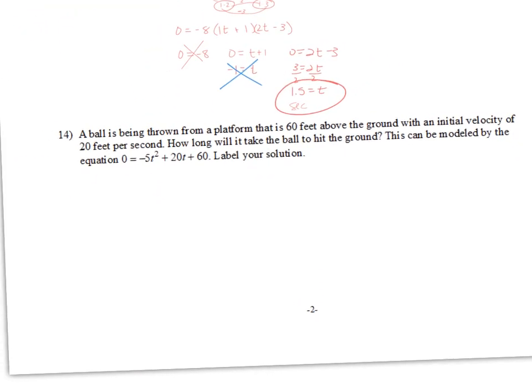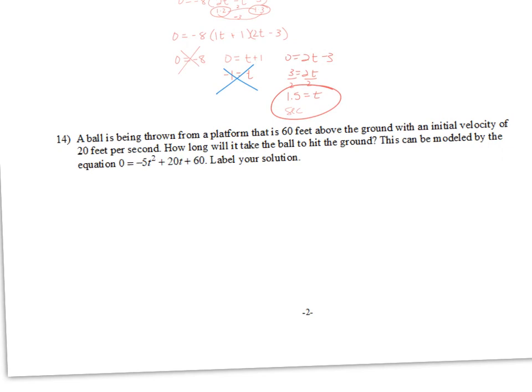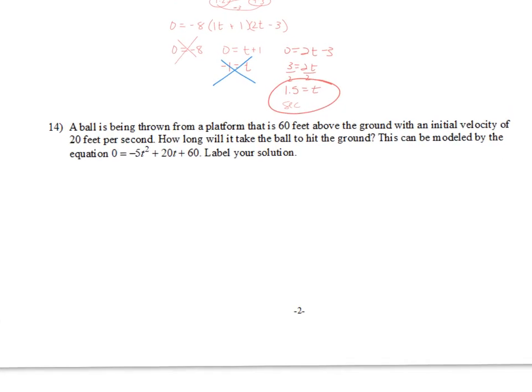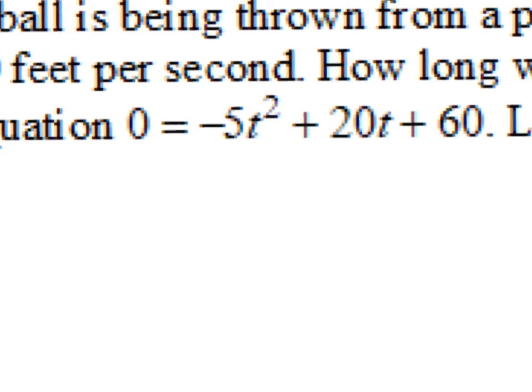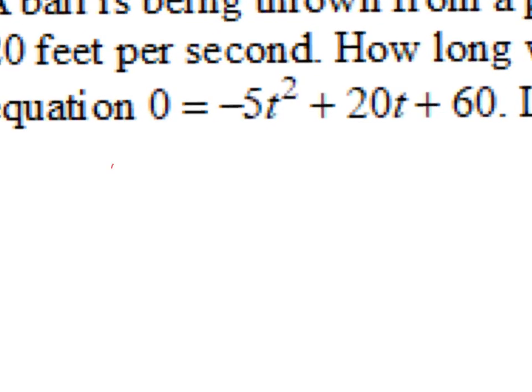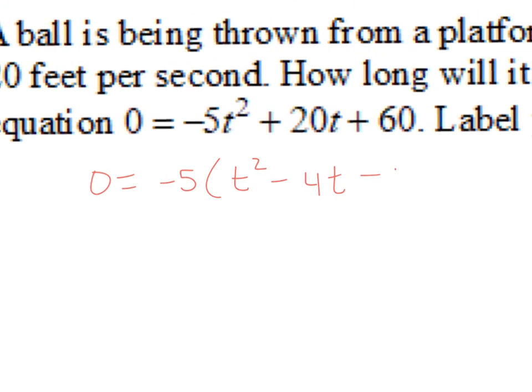Okay, a ball is being thrown over a platform that is 60 feet above the ground with initial velocity of 20 feet per second. How long will it take the ball to hit the ground? This can be modeled by the equation 0 equals -5t squared plus 20t plus 60, and then label your solution. Okay, so it's going to be kind of the same thing again. Pull a GCF. So in this case, I'm going to pull out a -5. So I end up with t squared minus 4t minus 12.